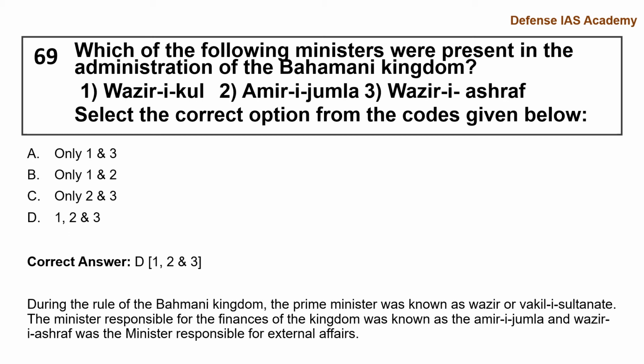Means all the three persons mentioned, Wazir-i-Kul, Amir-i-Jumla and Wazir-i-Ashraf, all were present in the administration of the Bahmani kingdom. During the rule of the Bahmani kingdom, the prime minister was known as Wazir or Wakil-i-Sultanate. The minister responsible for the finances of the kingdom was known as Amir-i-Jumla, and Wazir-i-Ashraf was the minister responsible for external affairs.